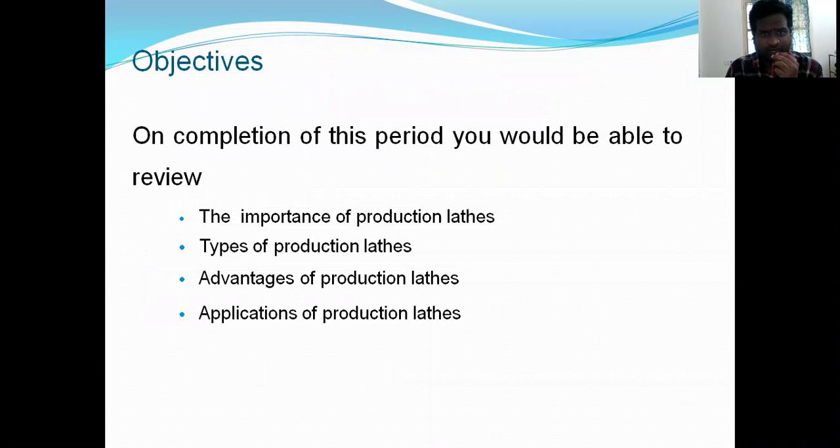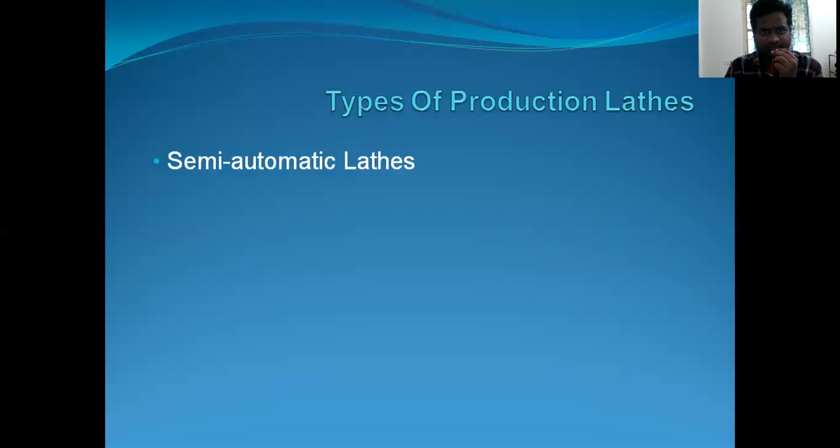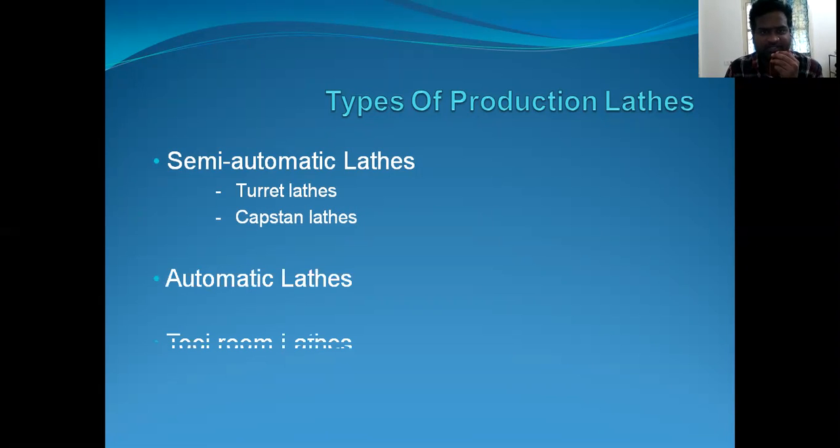Next, the second point is the types of production lathes: semi-automatic lathes, in that turret lathe and capstan lathes, automatic lathes, and tool room lathes. We know already about the turret lathe. The turret lathe has a turret head in which the tools are fixed. The capstan lathe is similar to the turret lathe, but in the capstan lathe the carriage is fixed on the ram. For longitudinal movement, when the ram moves, we get the longitudinal movement. Automatic lathes we have already discussed in many ways, and also tool room lathes.